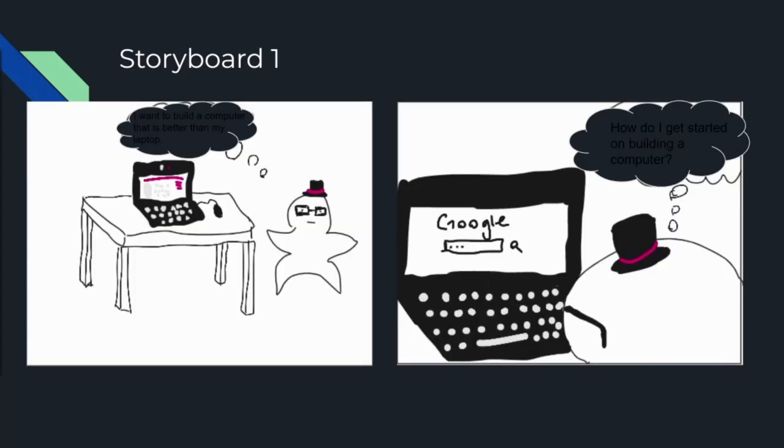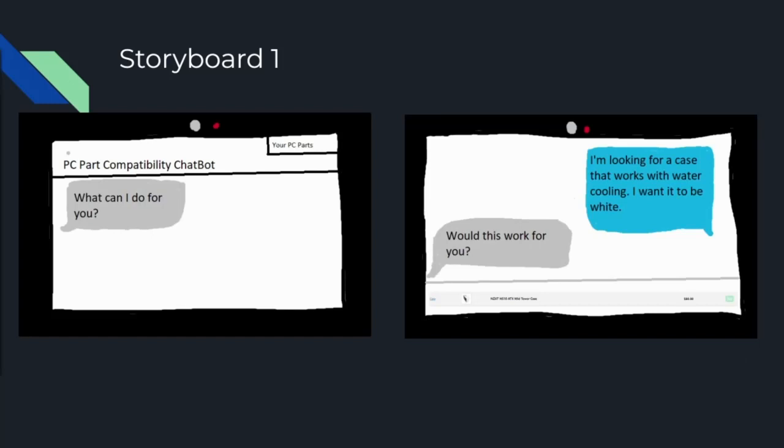So for our first storyboard, we have Kyle, and he thinks to himself, I want to build a computer that is better than my laptop. And then he goes onto Google trying to search on how do I get started on building a new computer. He finds our PC part compatibility chatbot, and the chat continues with, what can I do for you?